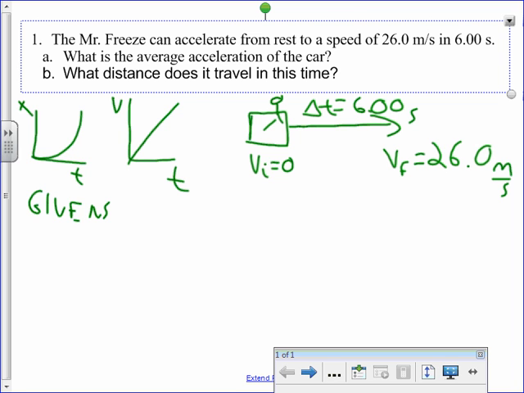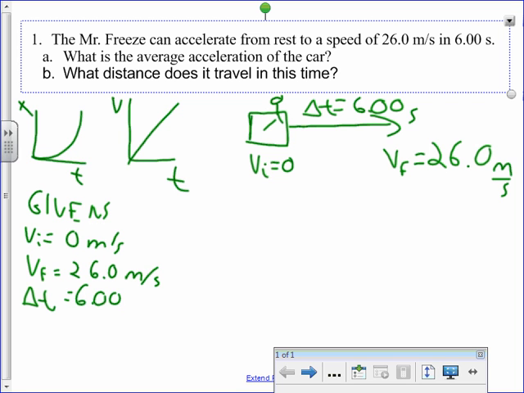We know that our VI is equal to 0 meters per second. My VF is equal to 26.0 meters per second. And my change in time is equal to 6.00 seconds. This is all the information I have, and the first thing I'm trying to find is my acceleration.